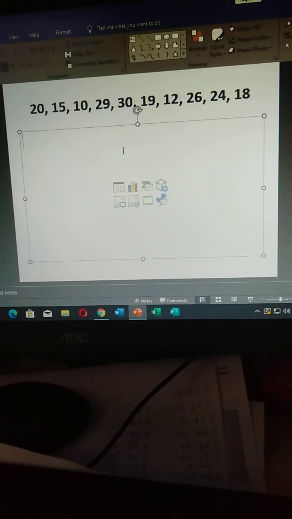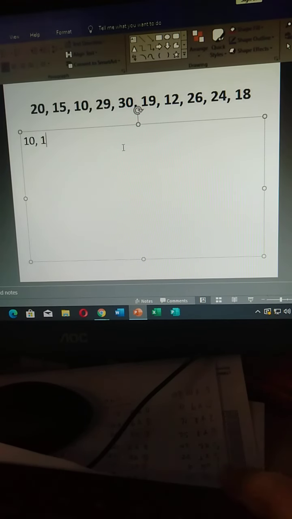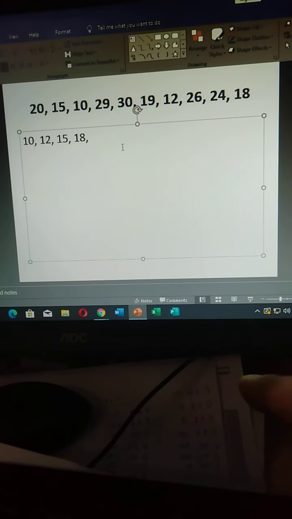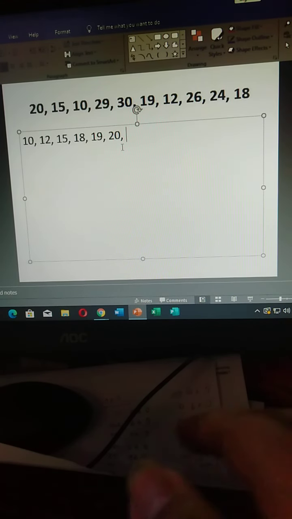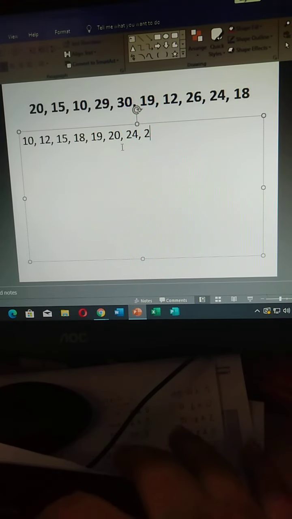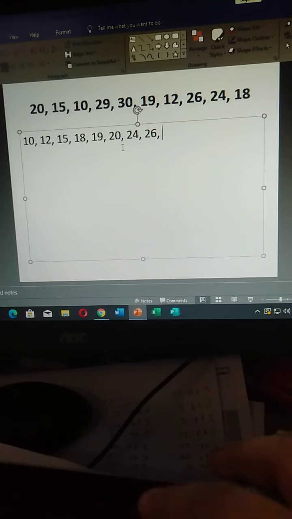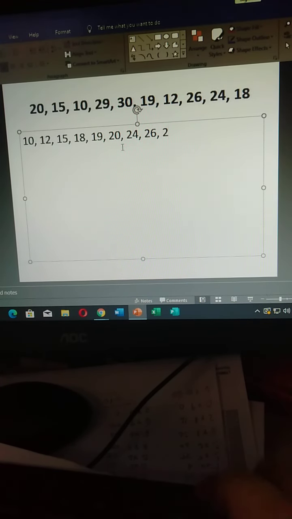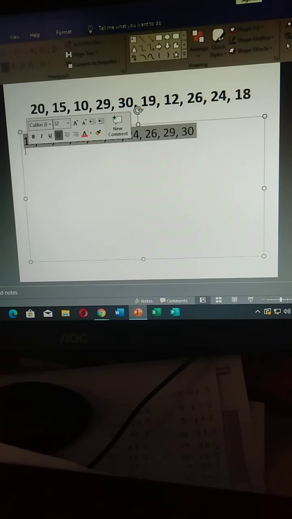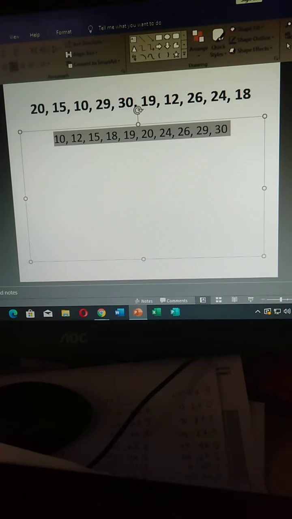So we have 10, 12, 15, 18, 19, 20, 24, 26, 29, and 30. So this is the ascending order of our data.